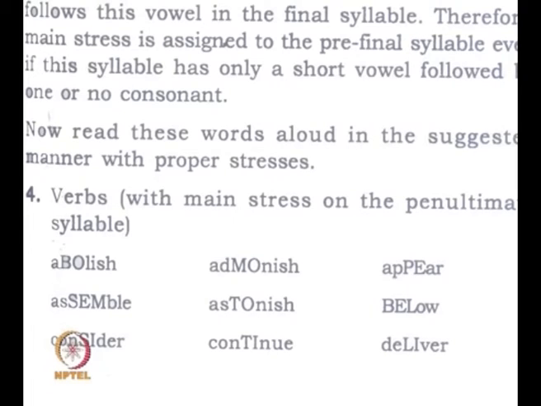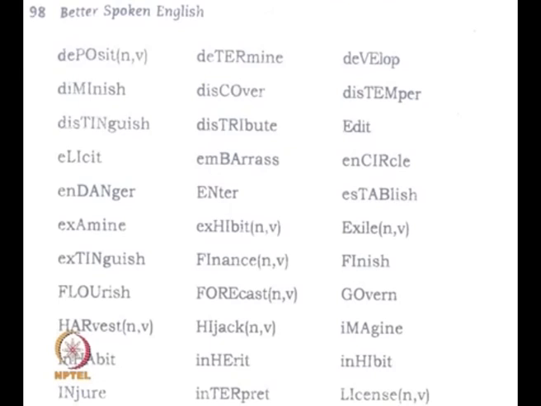Okay, follow me. Consider. Continue. Deliver. Deposit. Determine. Develop. Diminish. Discover. Distemper. Okay, who can take next? You raised your hand. Yes, please.